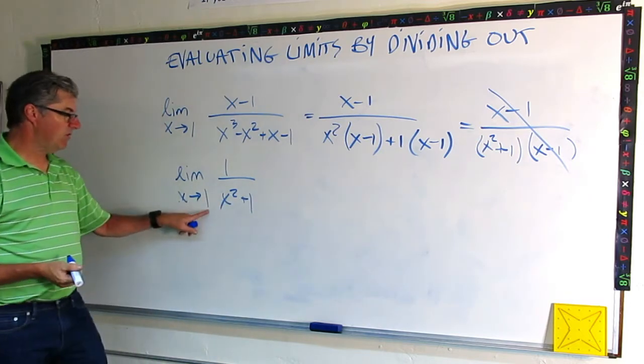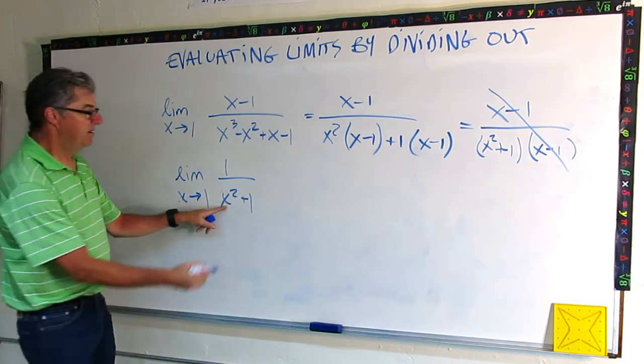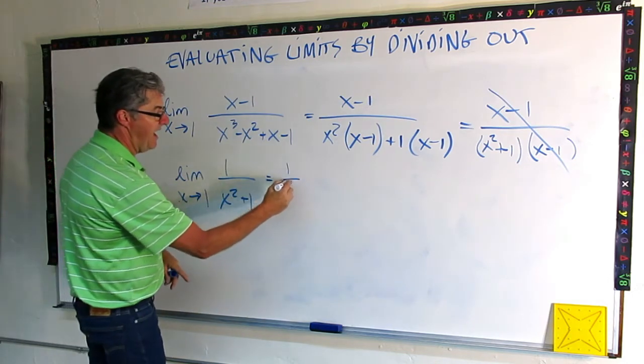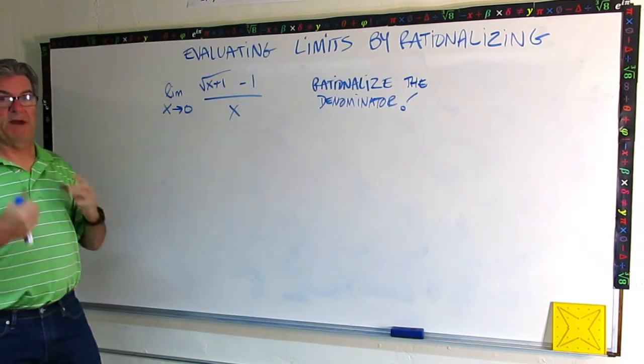Now this one I can plug 1 in all day, so I'm going to plug 1 in for x squared. That's still 1, so this ends up being 1/2. That's our limit.